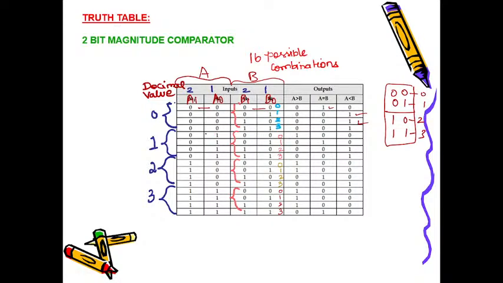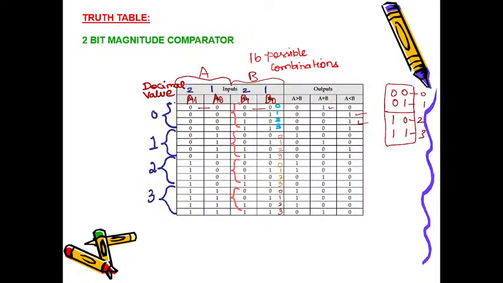Similarly, if A is 0, 1, what is the decimal value? 1. What would be the possible combinations of B? 0, 1, 2, 3. So a value of 1 should be compared with any one of these combinations, and the circuit should be able to produce the output. That is why we are writing the truth table for all the possible combinations.